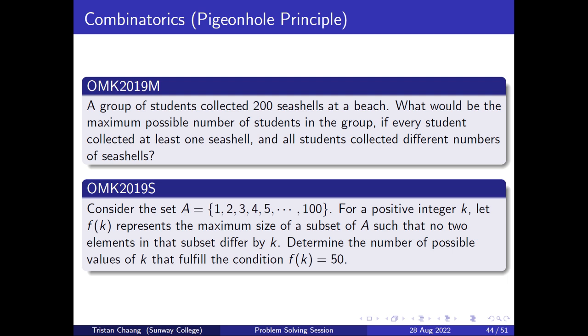I think this was the first question of the test. So in total there are 200, right? You want to maximize the number of students, but everyone must have a different number of seashells. So what's the most extreme possible way? Everyone has the least amount of seashells, right? There's one person with exactly 1, one person with exactly 2, one person with exactly 3, and so on.